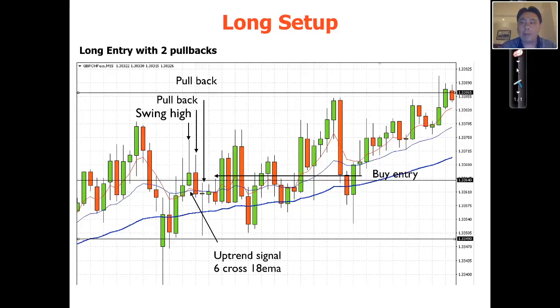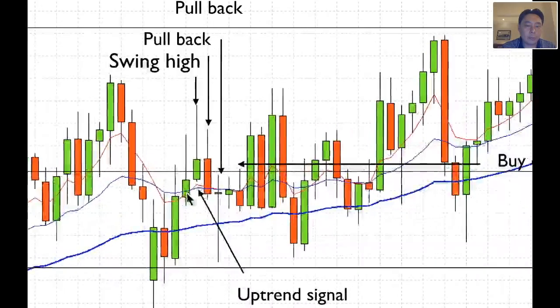So this is pound franc. This is 50-minute candles, and again, let's take a look at the pattern. Over here, we have the 6 crossing above the 18 again, the red line crossing above the blue line, and right after the cross, we have the swing high candle. Can you see? That's a swing high candle. And right after the swing high candle, what must happen? That's right, you must have a pullback or an inside bar. If the next candle makes a new high, it's not a valid setup.